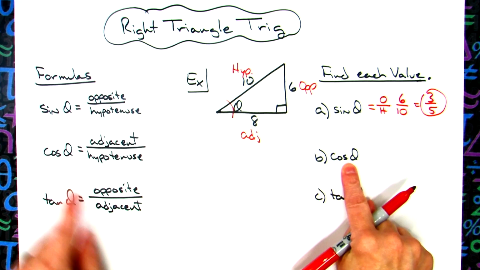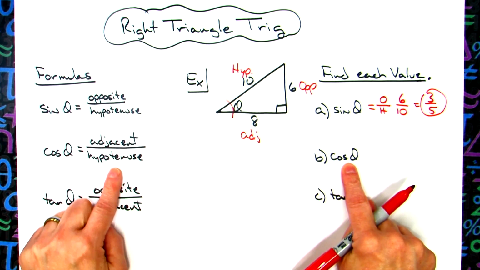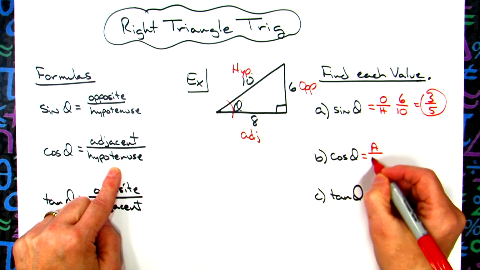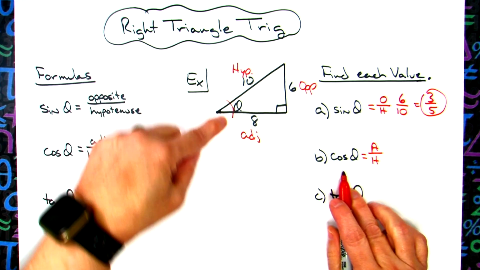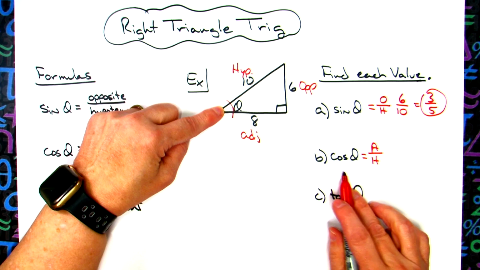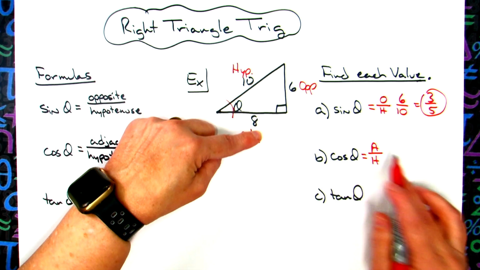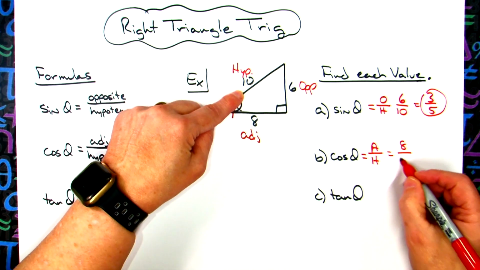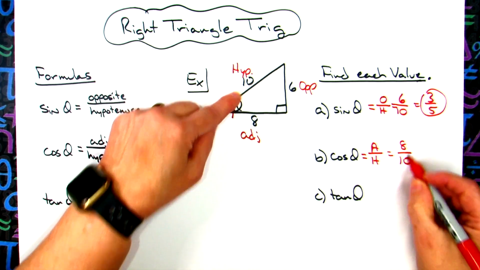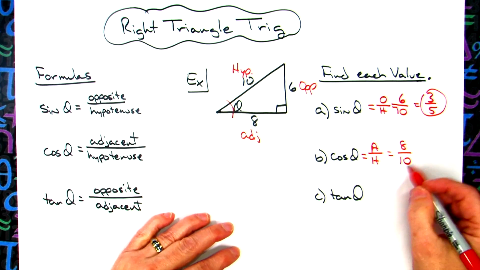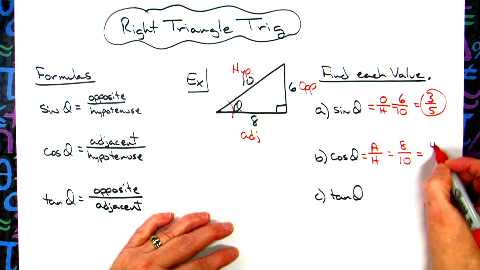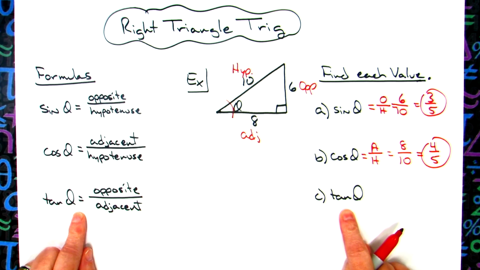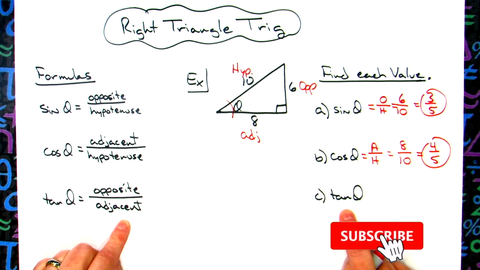All right, doing the cosine is going to be the adjacent side over the hypotenuse. So again, I'll use the first letters there just to help me with the formula. I want cosine of the theta angle, so I need the adjacent side, which we've labeled as 8. And again, the hypotenuse is 10. We're going to want to reduce that to lowest terms, so we'll divide by 2, and we'll get 4/5.